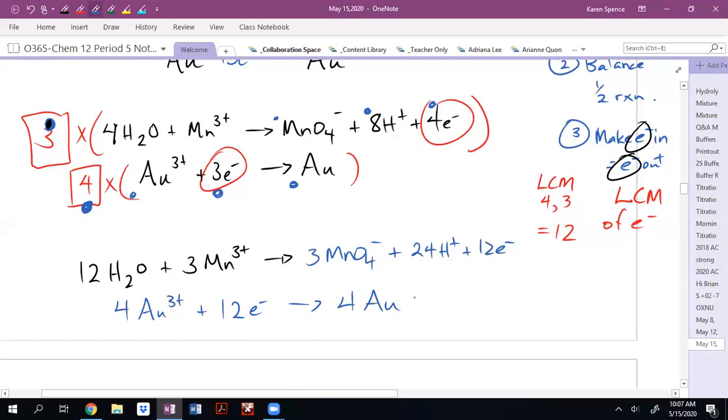So I have made the electrons in equal the electrons out. Step number 4, I'm going to add them back together. I separated my oxidation and my reduction. Just before we go to our last step, let's take a look at our manganese.